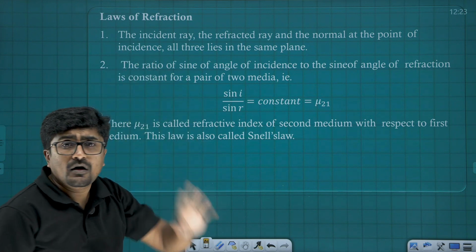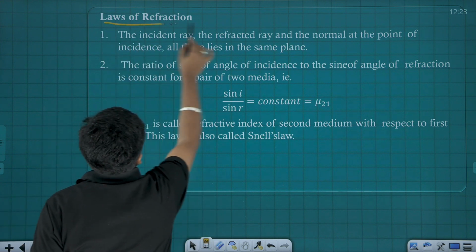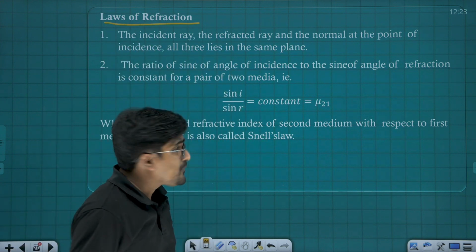Alright, next is the law of refraction. Law of refraction, this is also known as Snell's law.